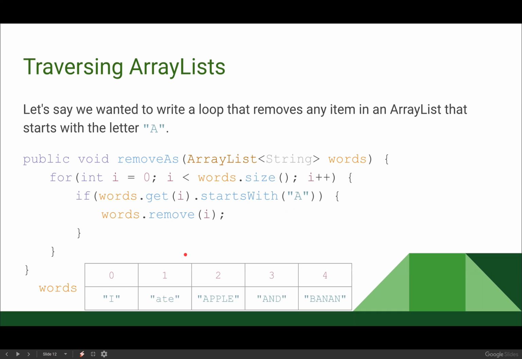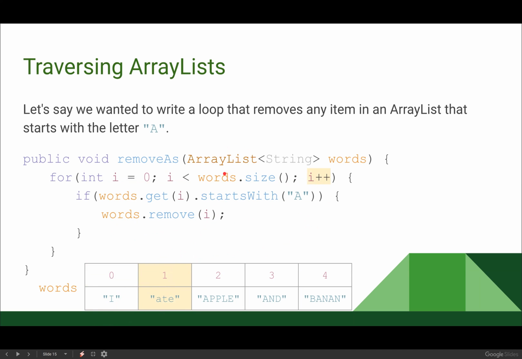So let's look at how this might work if we have this array list. If we have the array list, "I", "ate", "apple", "and", "banana", with capital letters. So i is going to start at 0. 0 is less than words.size, so we're going to enter our loop. We're going to check our condition. Does words at index i start with an A? "I" does not start with the letter A, so our condition is false. We're going to skip it, and we're going to increase our i. We're going to look at the next element.